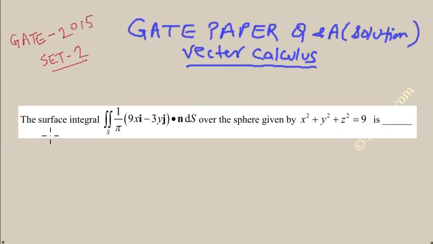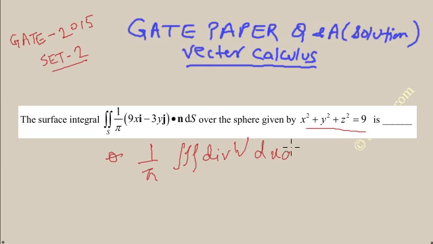This is another problem. The surface integral over the sphere is given by this. So here, if you know the Gauss formula, you can rewrite it. You can take 1 by pi outside, and the surface integration of F dot n dS is equal to the triple integration of div of V dx dy dz over the entire volume.